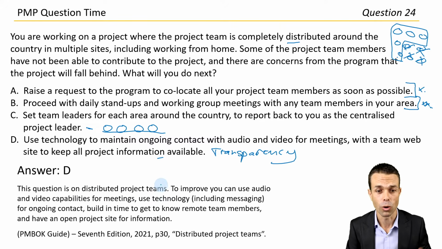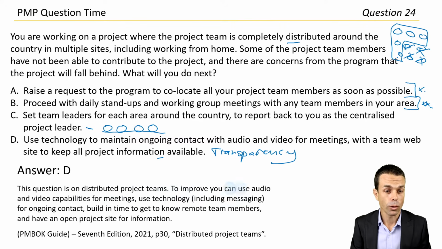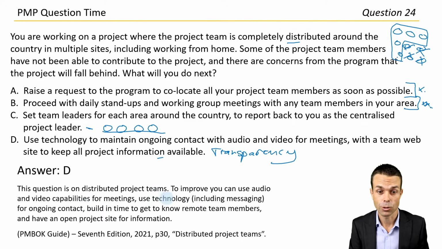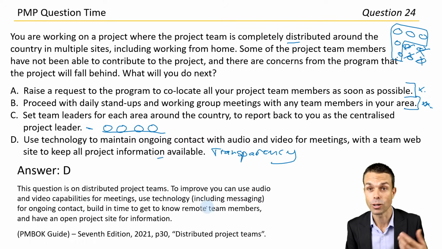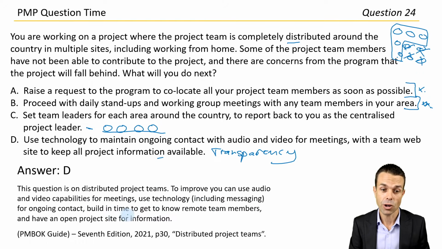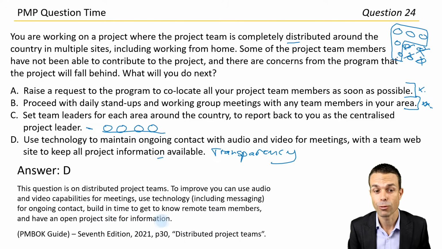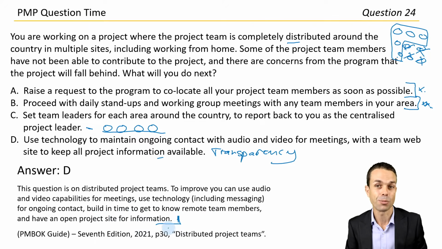See it more and more and more. To improve, you can use audio and video capabilities for meetings, use technology, including messaging, for ongoing contact, build in time to get to know remote team members, and have an open project site for open information and transparency. Page 30 under Distributed Project Teams in the PMBOK Guide 7th edition.